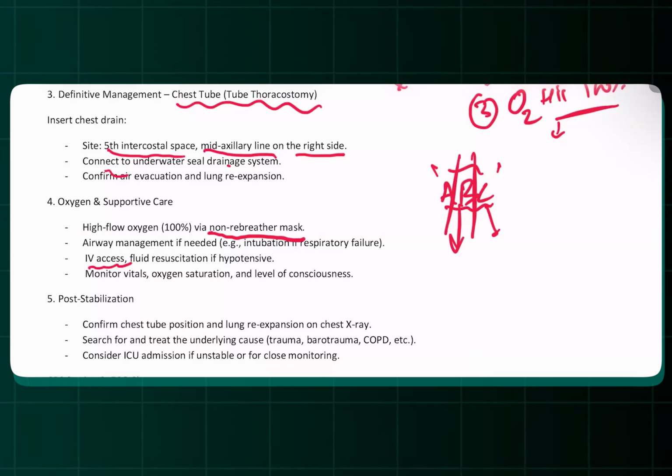After stabilization, confirm the chest tube position. Always, always, always. Many times students forget mentioning the chest X-ray to be done after chest tube placement. Why? Because sometimes the chest tube perforates the pleura and goes into the other pleura or is even lying in the mediastinum. Along with that, it also helps you ascertain whether sometimes it's a loculated pneumothorax.